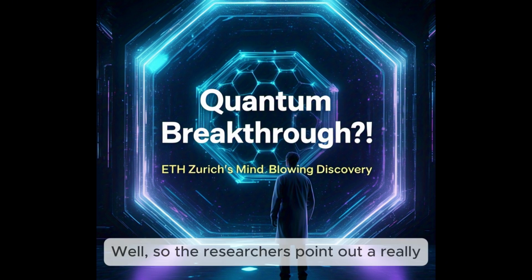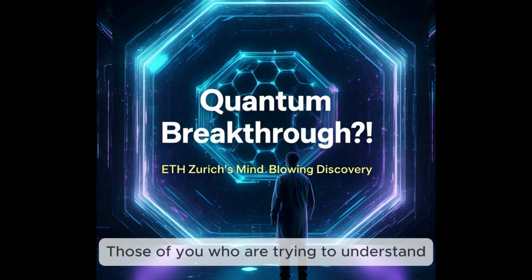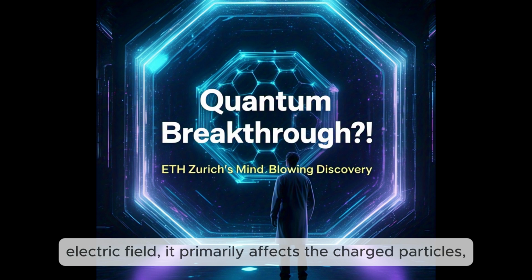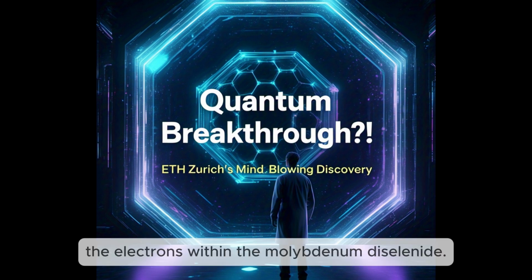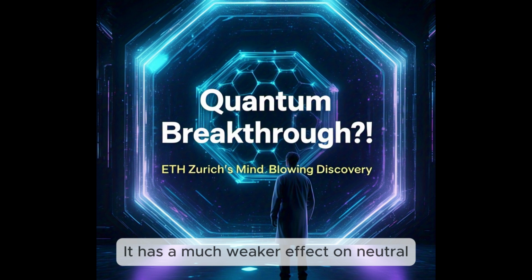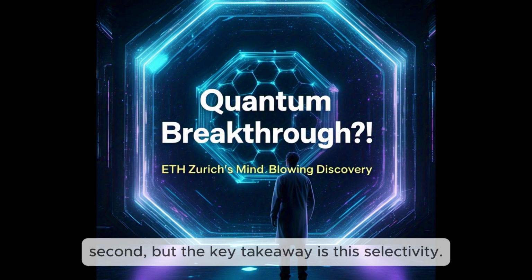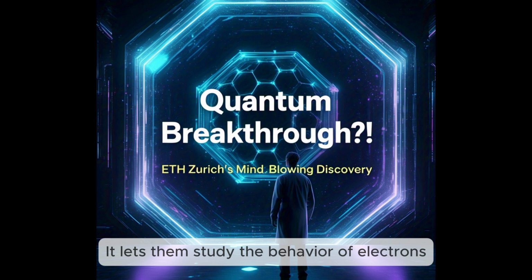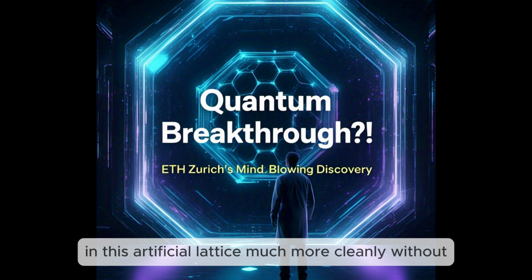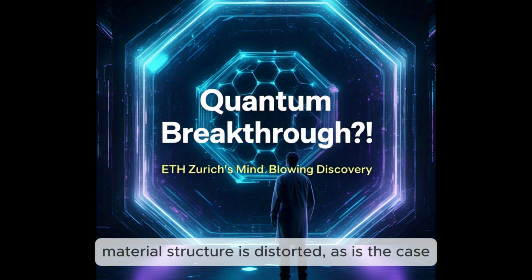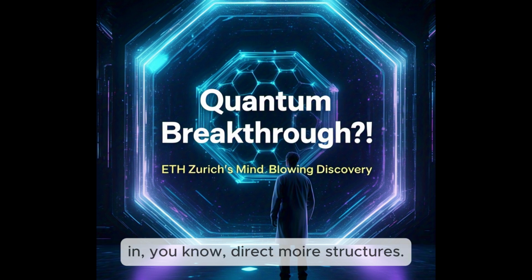Well, the researchers point out a really crucial advantage here. For those of you who are trying to understand the finer points of condensed matter physics, this electric field primarily affects the charged particles, the electrons, within the molybdenum diselenide. It has a much weaker effect on neutral entities called excitons. Okay. Now, we'll explain what those are in a second. But the key takeaway is this selectivity. It lets them study the behavior of electrons in this artificial lattice much more cleanly, without those confounding factors that arise when the entire material structure is distorted, as is the case in direct moiré structures.